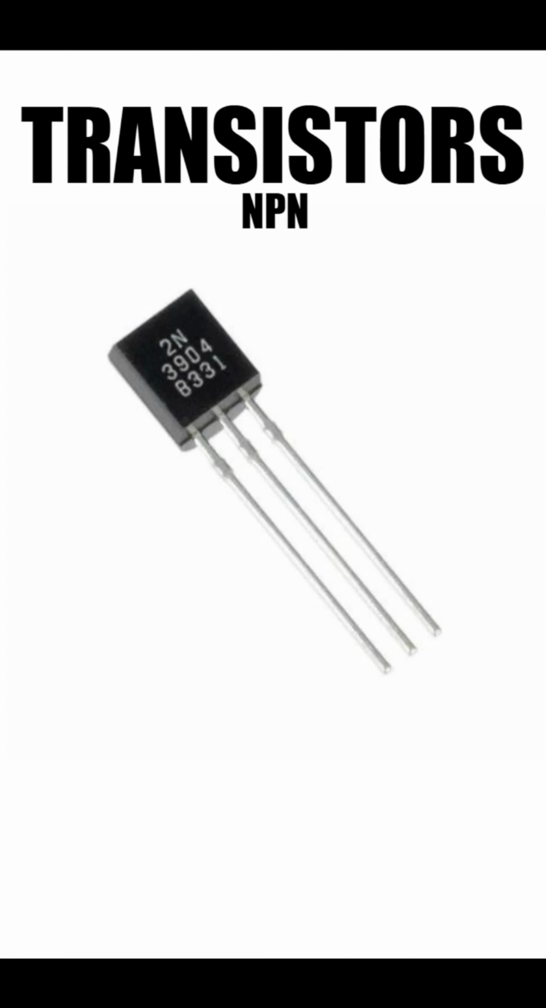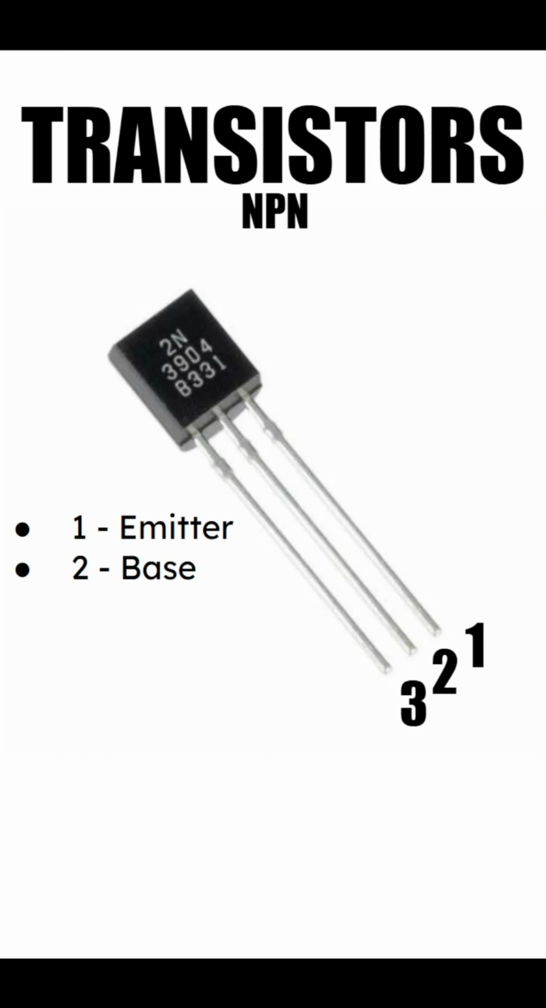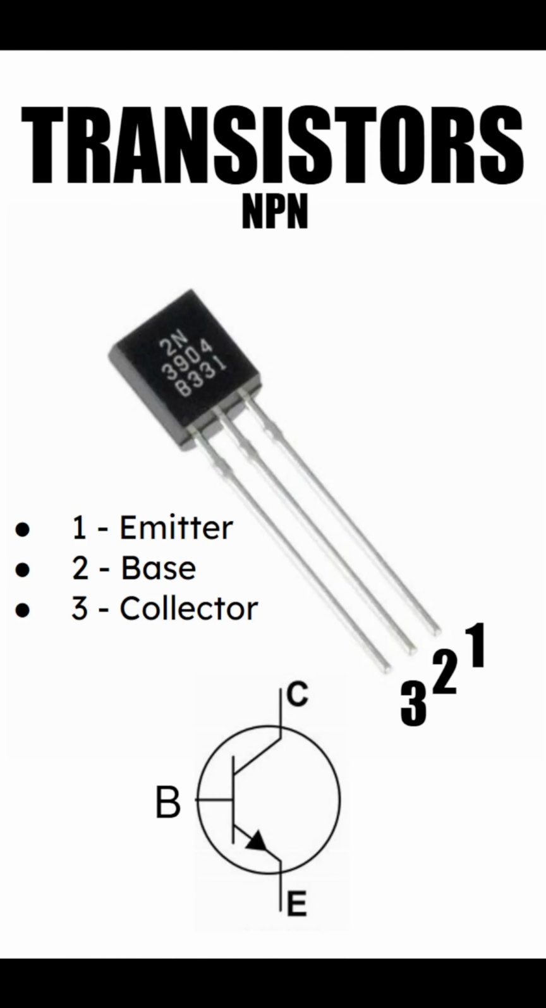Let's look at the NPN transistor. A transistor has 3 pins: the emitter, aka the output; the base, which controls whether or not electricity flows through the transistor; and the collector, aka the input. We show a transistor on a schematic using this symbol: C for collector, B for base, and E for emitter.